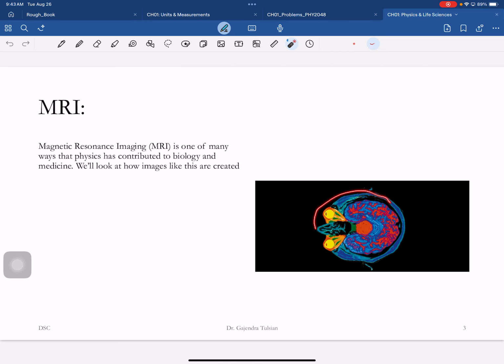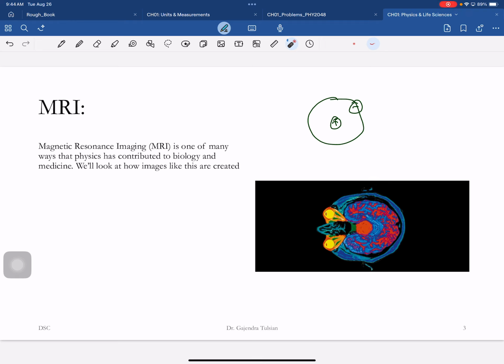So here's an MRI image. Do you know what MRI stands for? Magnetic resonance imaging. And what you do is... So what is this? It's a hydrogen atom.